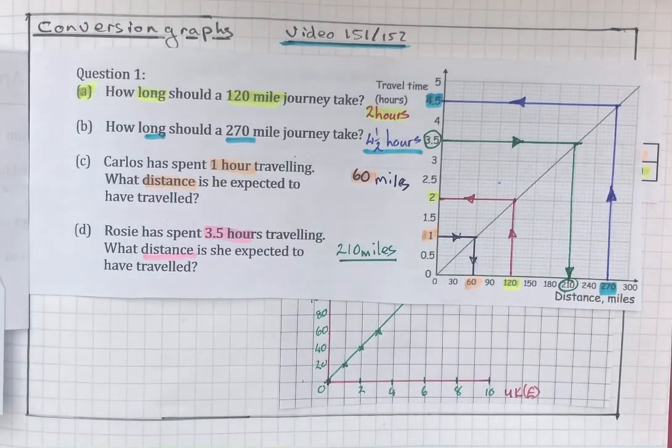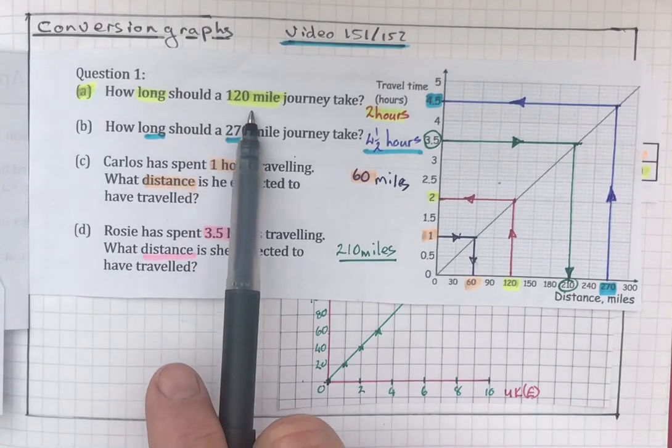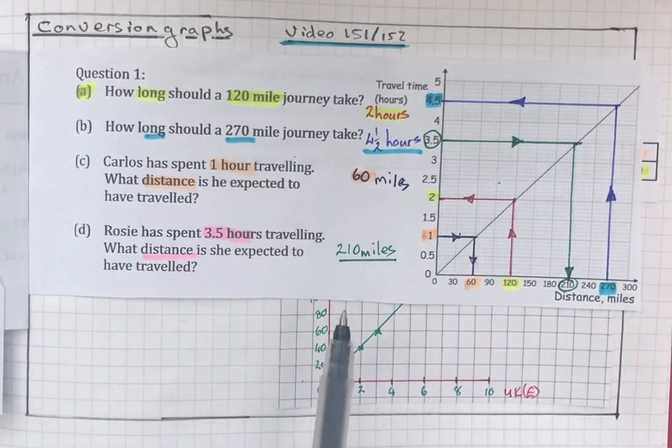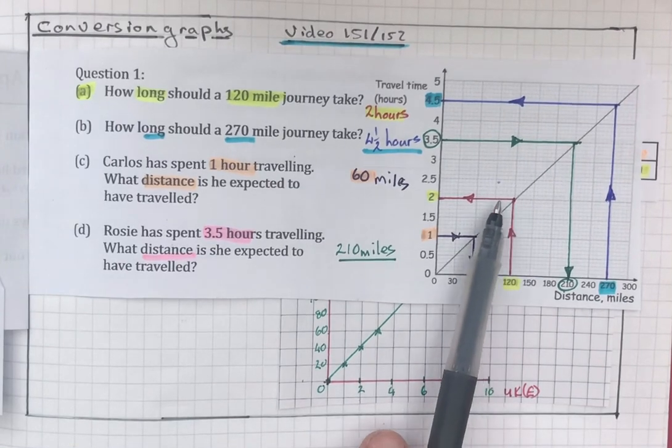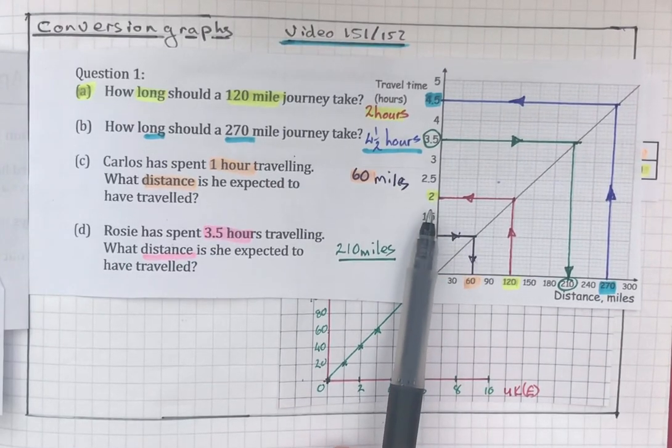Right, today we're going to look at conversion graphs. Now the idea is you can see here the first question that I did from the worksheet. I've colour coordinated everything. How long should a 120-mile journey take? Well, I find where 120 miles is. I draw my line up and along, and I find that should take me 2 hours.